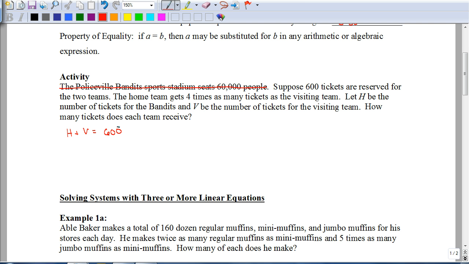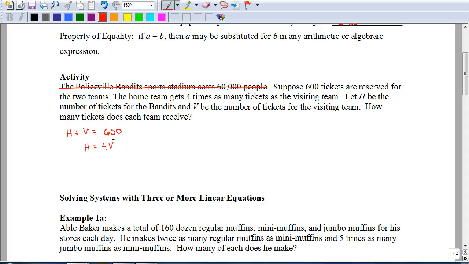Now we're going to have a second equation. The second equation represents this next sentence. The home team gets 4 times as many tickets as the visiting team. Well, that means the home team is going to get more than the visiting team, and it's how much more? It's going to be 4 times more. So 4 times more than what the visiting team gets.